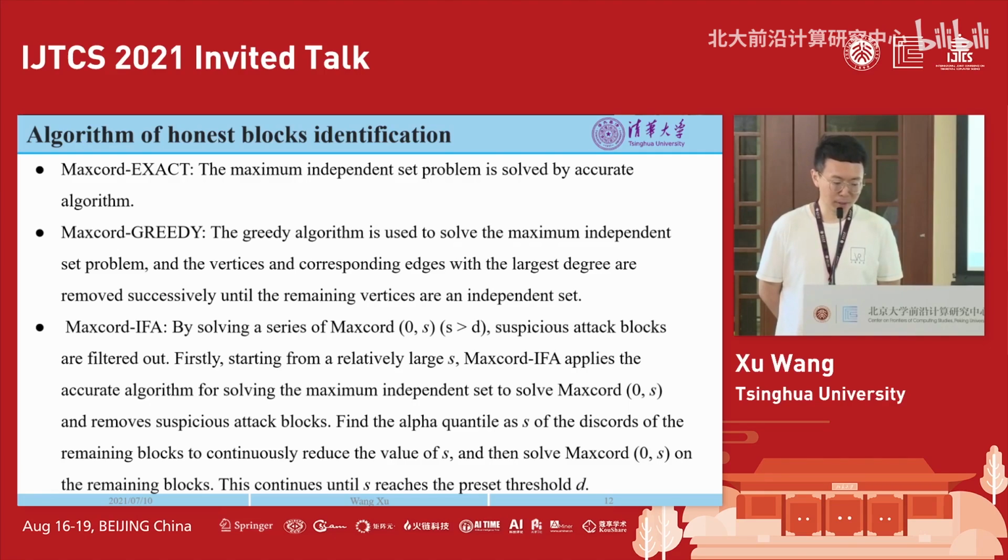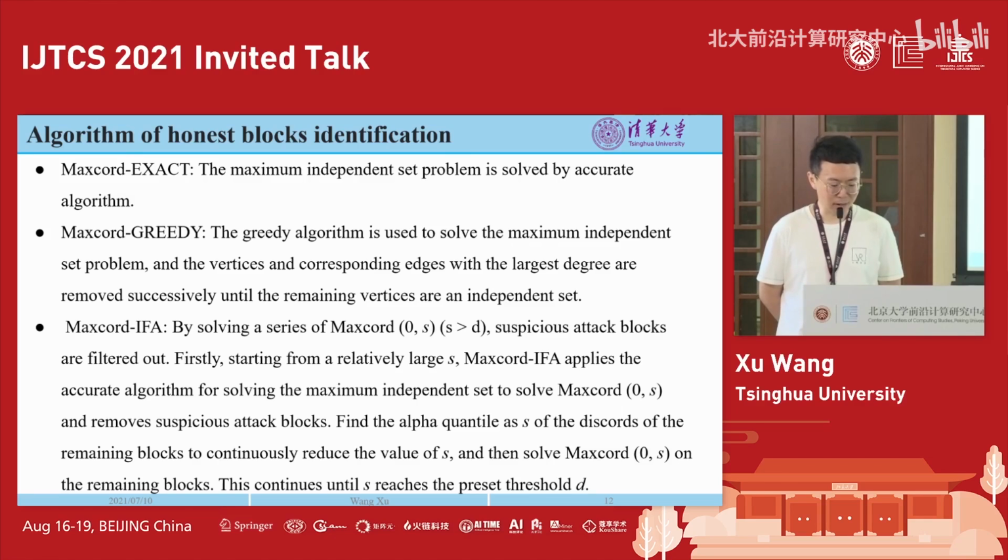By solving a series of MaxClique-0s, some suspicious attack blocks are filtered out. Starting from a relatively large S, MaxClique-RFA applies an accurate algorithm for solving the maximum independent set to solve MaxClique-0s and removes the attack blocks.